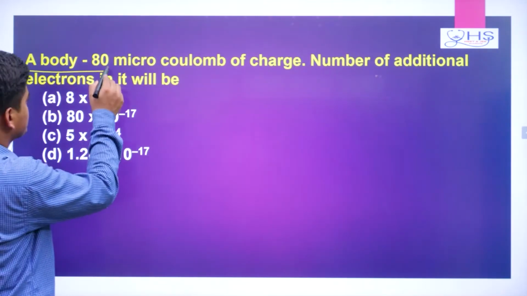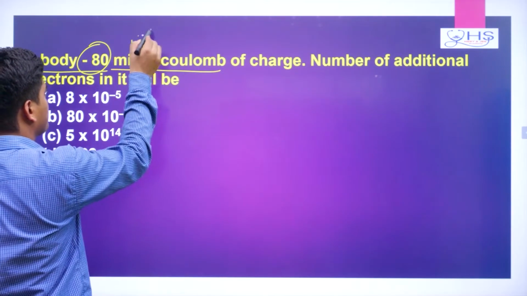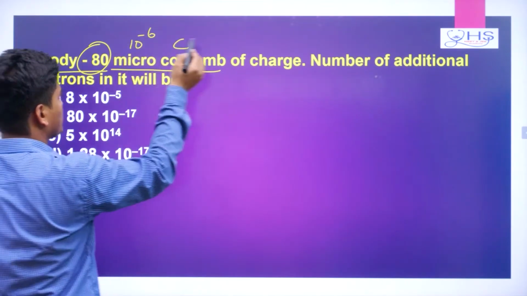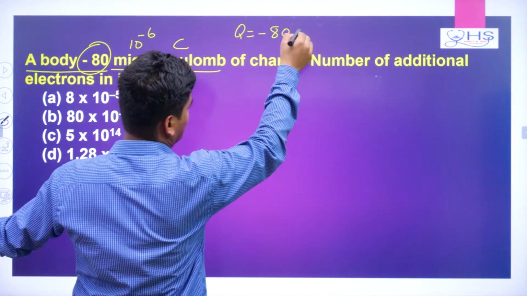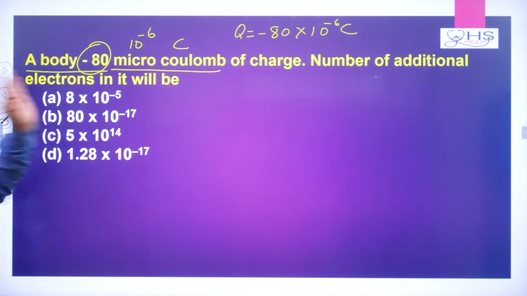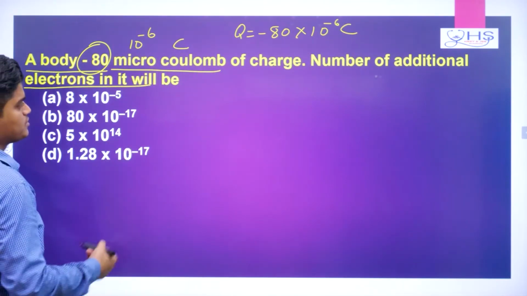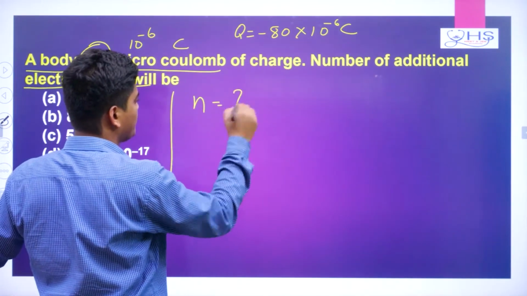A body has a charge of minus 8 microcoulomb. Remember, micro means 10 to the power minus 6, and coulomb means C. So I can write the total charge given as minus 80 into 10 to the power minus 6 coulomb. The question asks: the number of additional electrons in it is how much? So the number of additional electrons means N, so what is the N value you have to find?